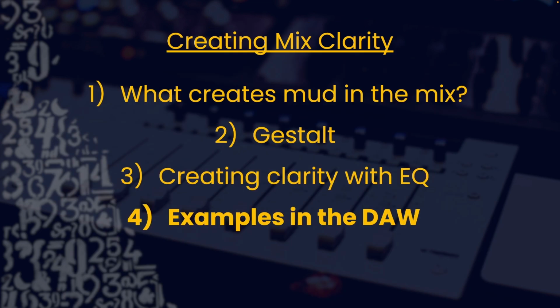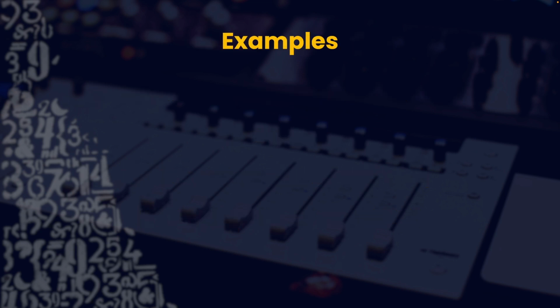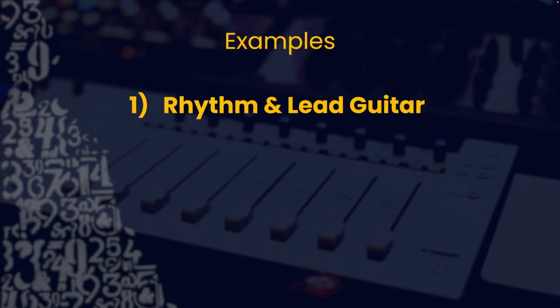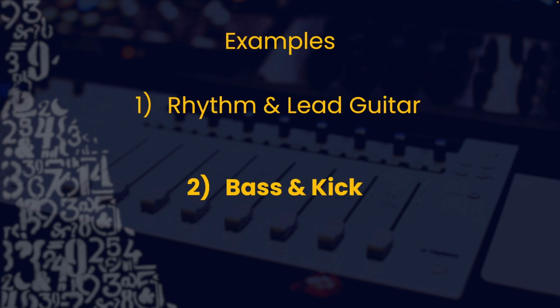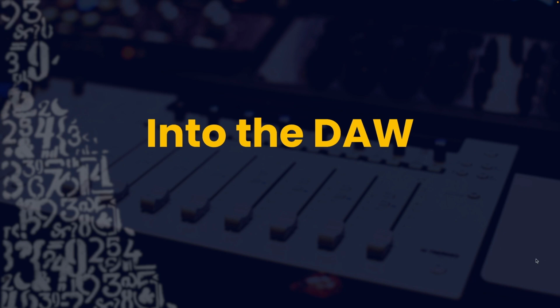The next one is using examples in the DAW so we can actually hear what this is doing for our mix. The first example I'm going to use is the rhythm and lead guitar, the same exact one that you just saw. And then we're also going to be using the bass and kick, because these are common items that have a lot of overlap that we want to separate using EQ and create additional clarity inside of our mix. So let's go into the DAW.